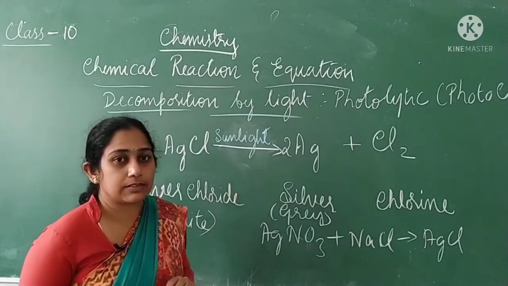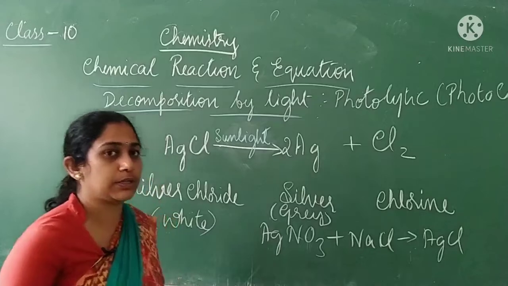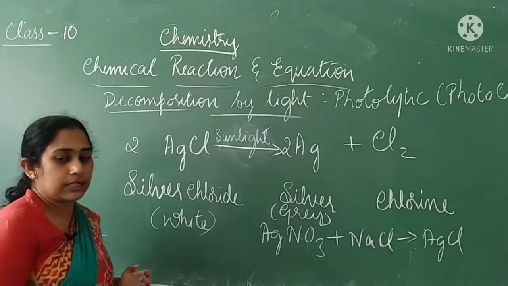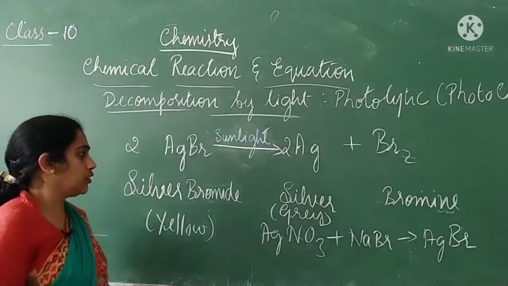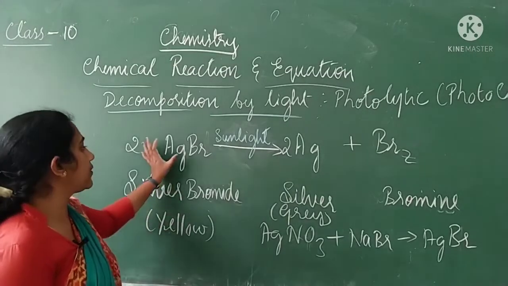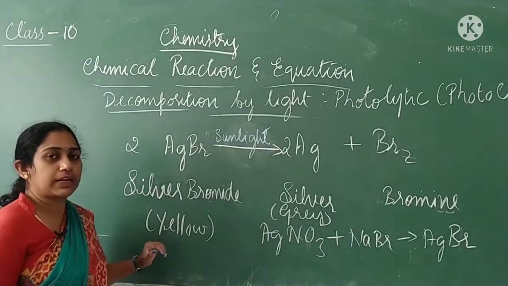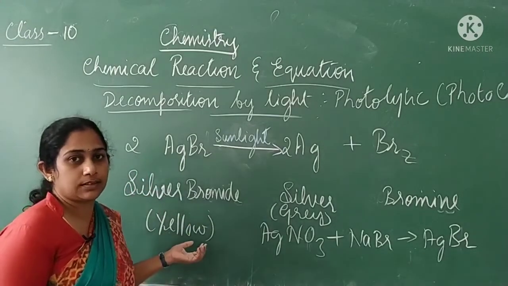It is the same in the case of silver bromide also. We have another salt which is very much light sensitive. It is called silver bromide. This is another example of decomposition by light. Silver bromide is a pale yellow color salt.